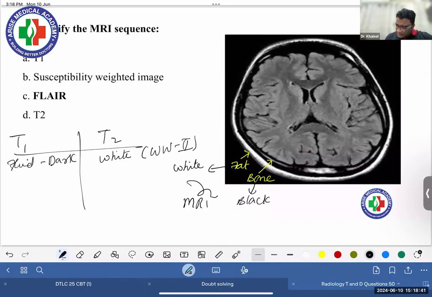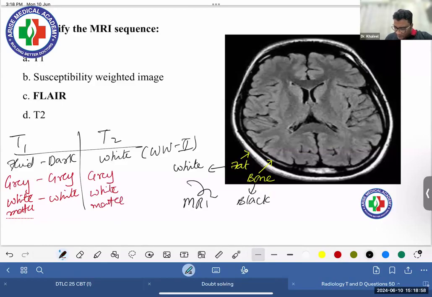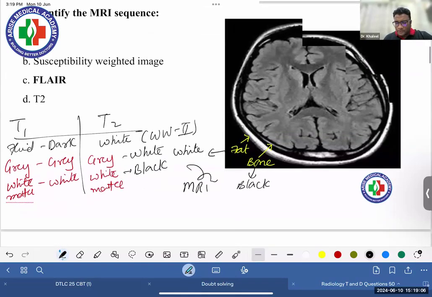If it was T1, the gray matter and white matter go by their name. Gray matter will be gray and white matter will be white. If it is T2, they're opposite to their name. Gray matter will be white and white matter will be black. They go by the name in T1. They are opposite to the name in T2.